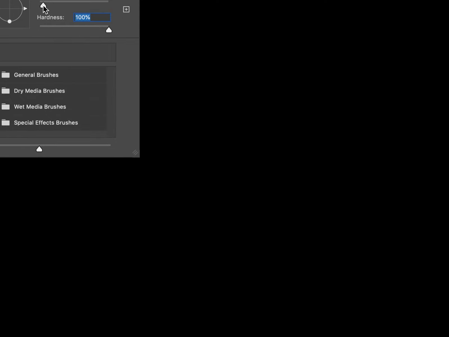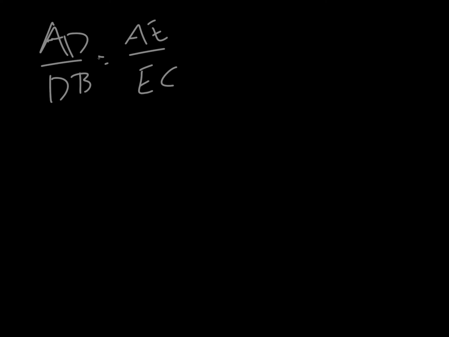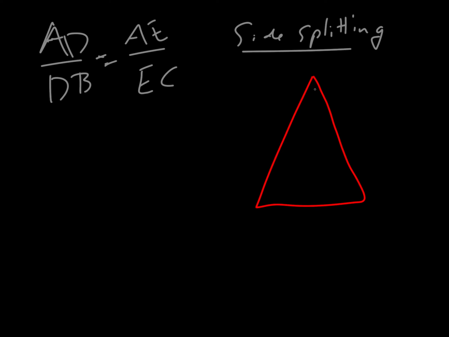So what the Sidesplitting Theorem says, let me just write this. We have AE over EC. This is the side splitting theorem. And the figure that goes along with this is we have a triangle.